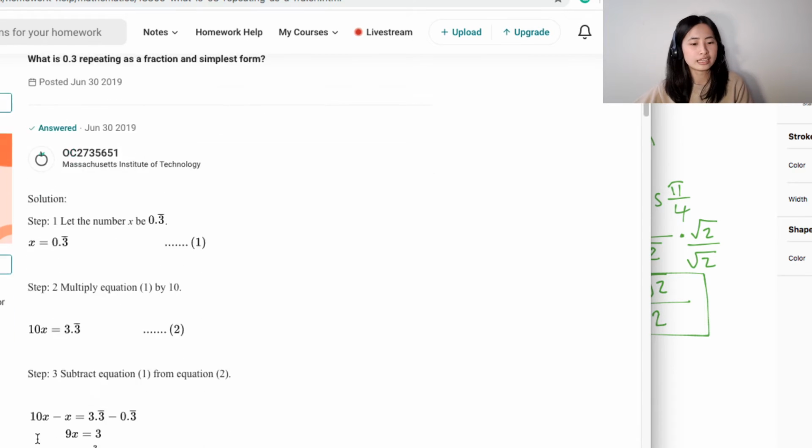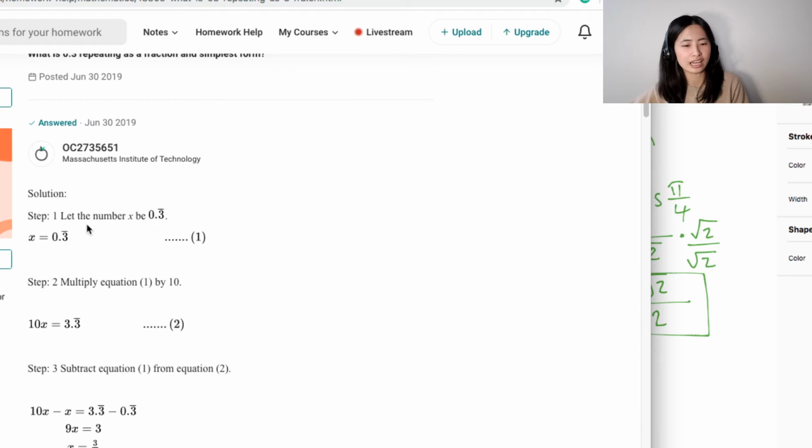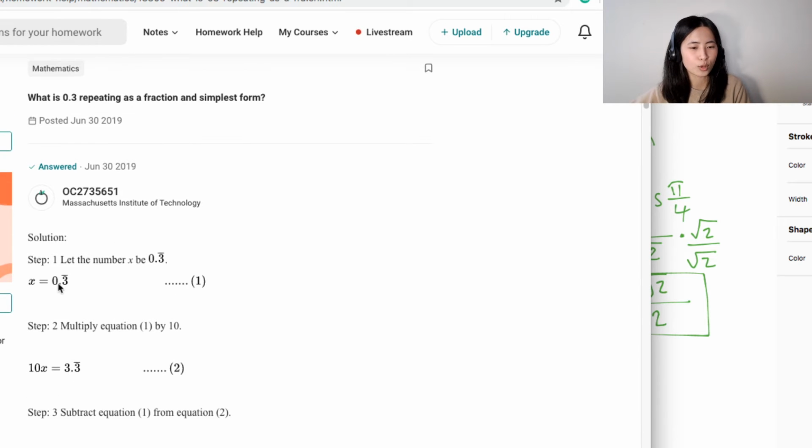Okay, so they've actually shown you a step-by-step solution, which I think is brilliant because I really appreciate when someone walks me through a step-by-step solution in a way that I can understand. So, okay, let's see what they did. So they're saying that you have this number, which is x.